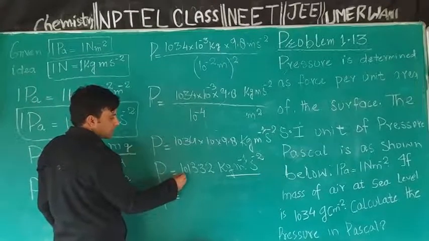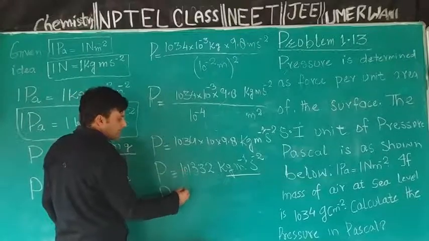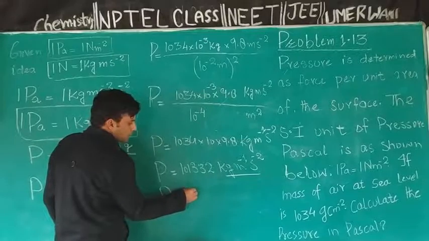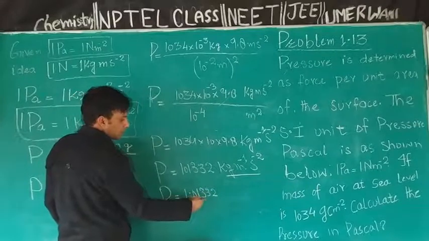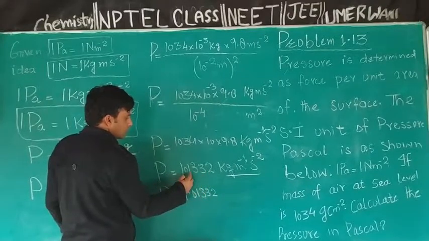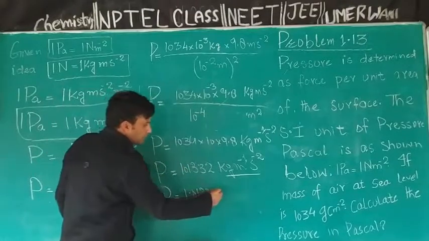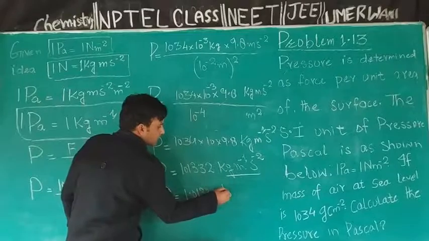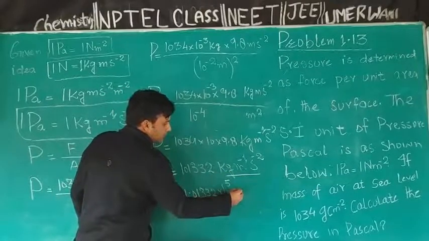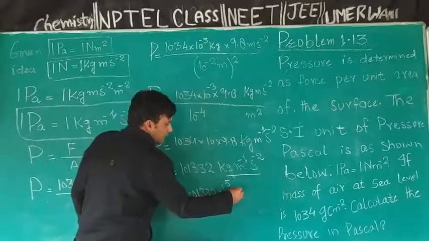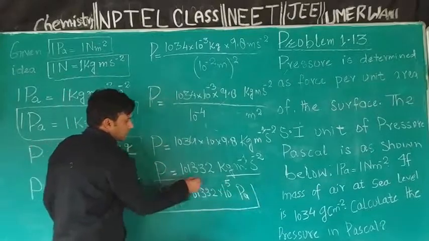In scientific notation, what you have to do is bring the decimal after 1. 1.01332. 1, 2, 3, 4, 5. I use the decimal before 5 digits, so the multiplying factor will come 10 raised to power 5, and instead of kg per meter inverse per second square, I will write Pascal, Pa. This is our answer.